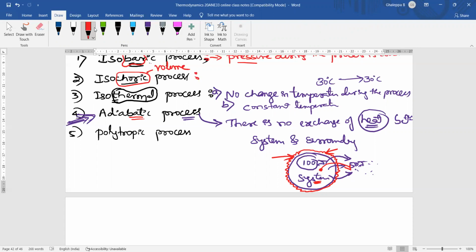I hope you understand. Okay. Adiabatic process is nothing but any process, any layer, that resists or where there is no exchange of heat between system and surrounding. Any doubts in adiabatic process?